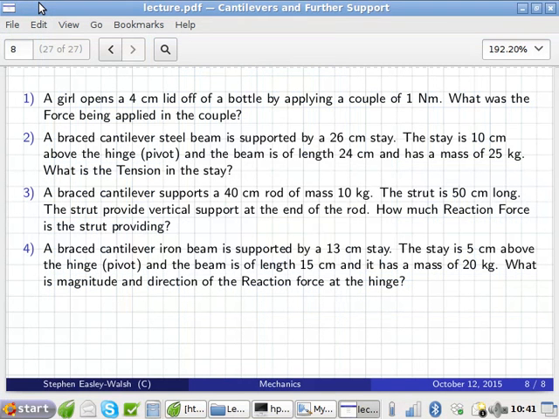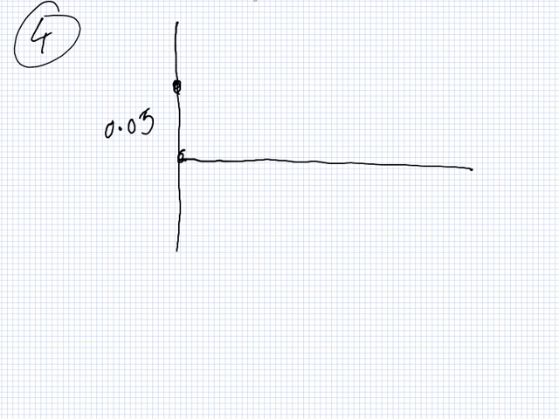All right. Number 4. 13 centimeters, 5 and 15. Okay. Now this one here is a tiny bit different. There's the wall. There's the beam. Here to here is 5. And this is 15. Should we change to meters first? Usually.